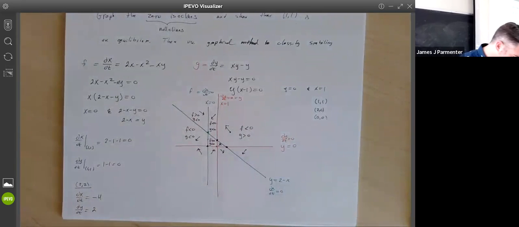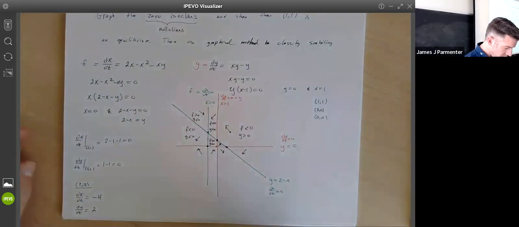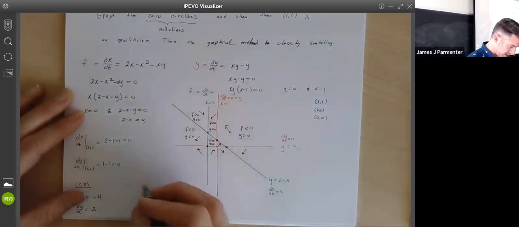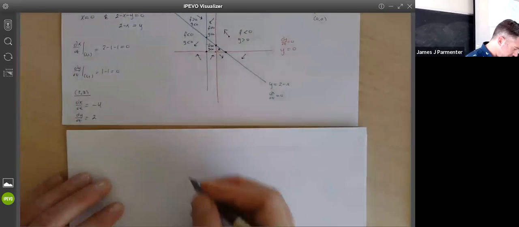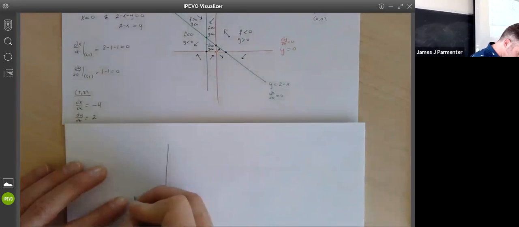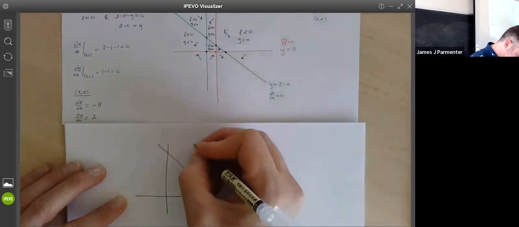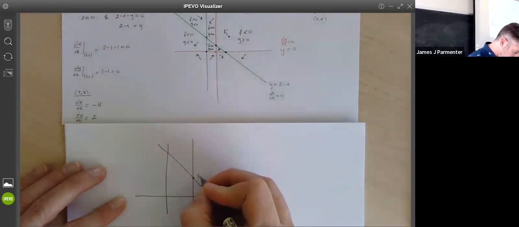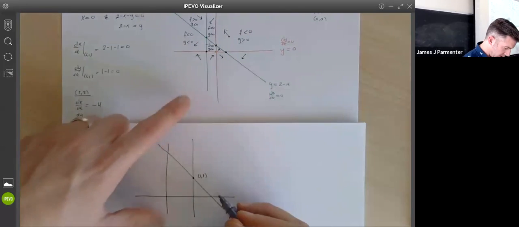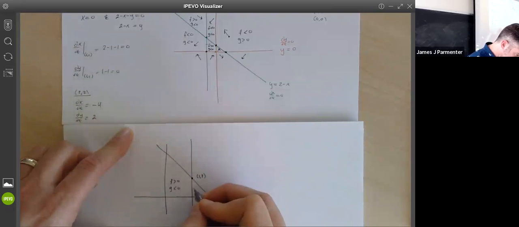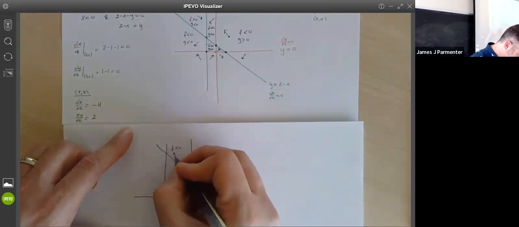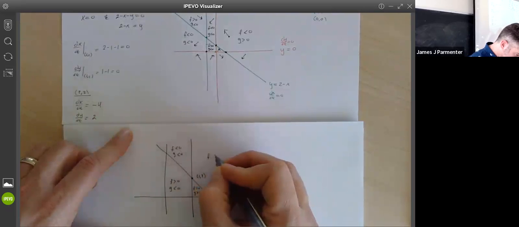Okay, I kind of want to get a little further. So looking at the point (1,1), and let's blow this up a little bit so it's easier to see what's going on here. So here's the point (1,1). In here we have f greater than 0, g less than 0. Over here we had both being positive. Over here we had f less than 0, g less than 0. And over here we had f less than 0, g greater than 0.